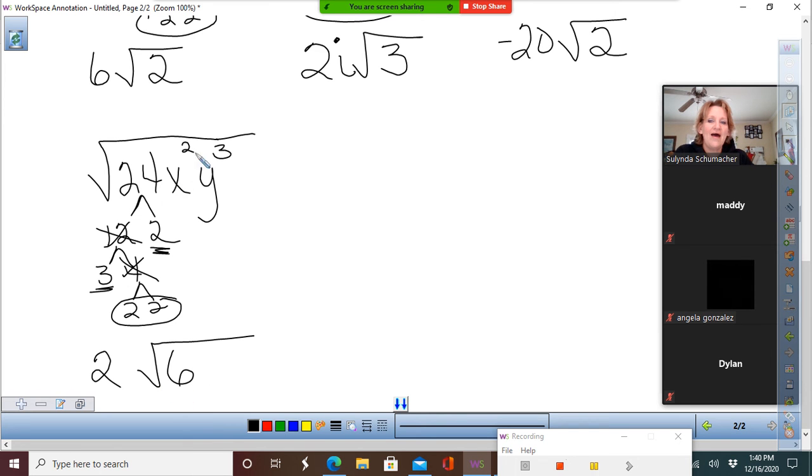Let's talk about x squared. That's 2 x's. So I have a group of 2 x's that get to come out together as 1x. And I have 3 y's. So I have one group of y's that get to come out, but that means I also have 1 y that has to stay home.